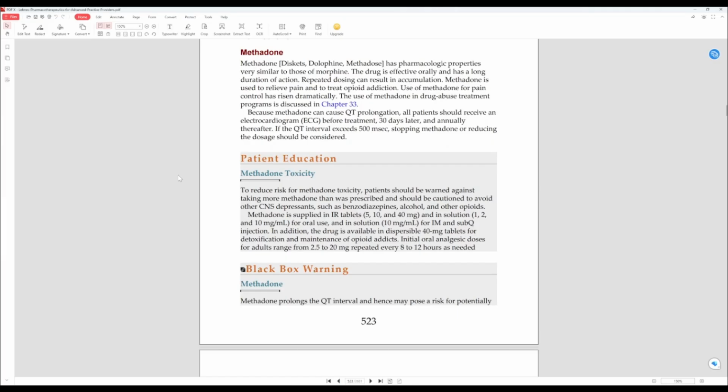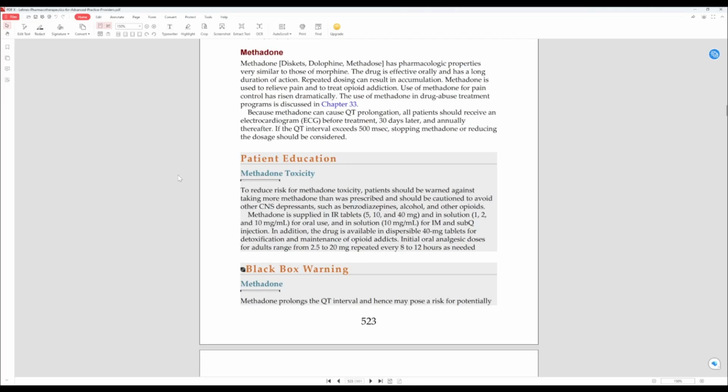Which brings us to a classic, methadone. Methadone has pharmacologic properties, again, similar to that of morphine. The drug is effective orally and has a long duration of action. Repeated dosing can result in accumulation. Methadone is used to relieve pain and to treat opioid addiction.